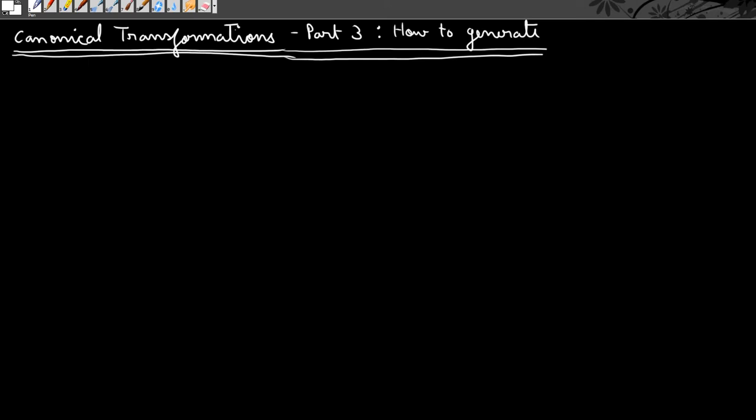This is the third video on canonical transformations, and in this video we are going to see whether there is in fact a systematic way of coming up with canonical transformations through a particular mathematically valid procedure. Okay, so let us begin.